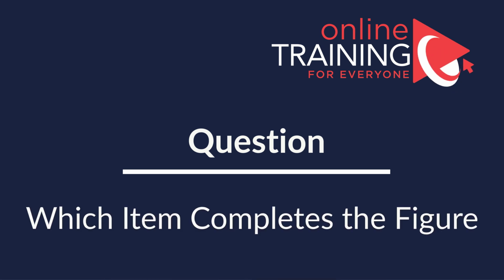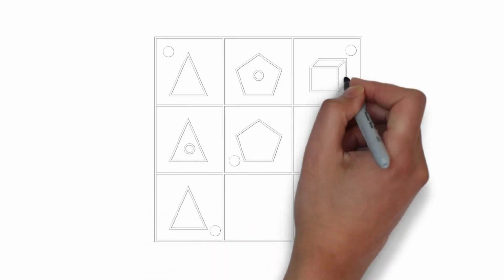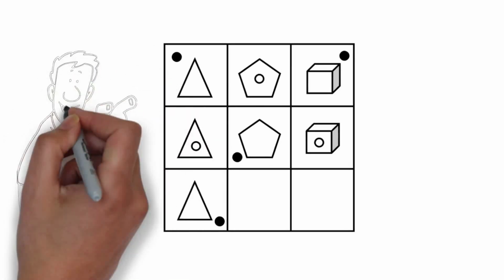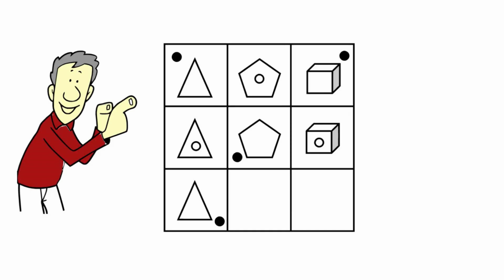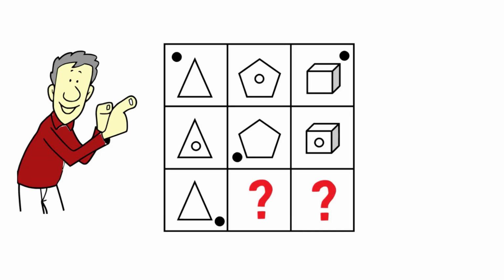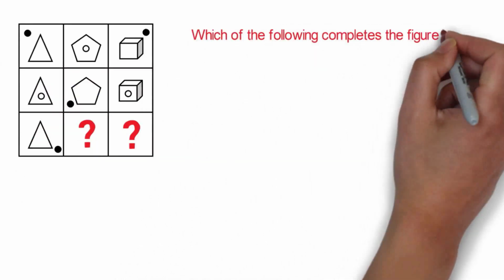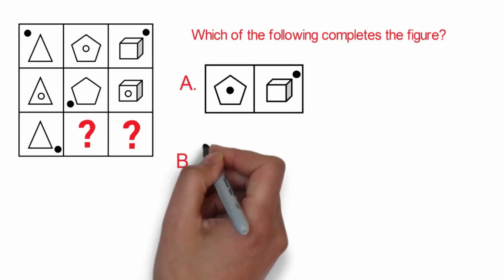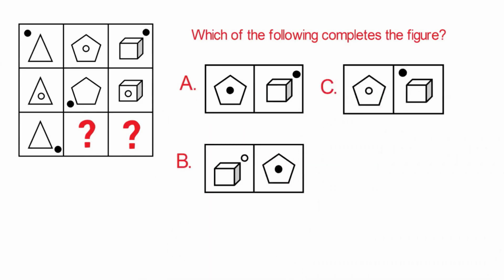There is a very high chance that you will see this type of question on the test. You're presented with a 3x3 matrix. This matrix contains different shapes inside. In our case, the matrix contains triangles, pentagons, and cubes. You have 2 spaces that are missing the shape, and you need to select from 4 possible choices. Choices A, B, C, and D.